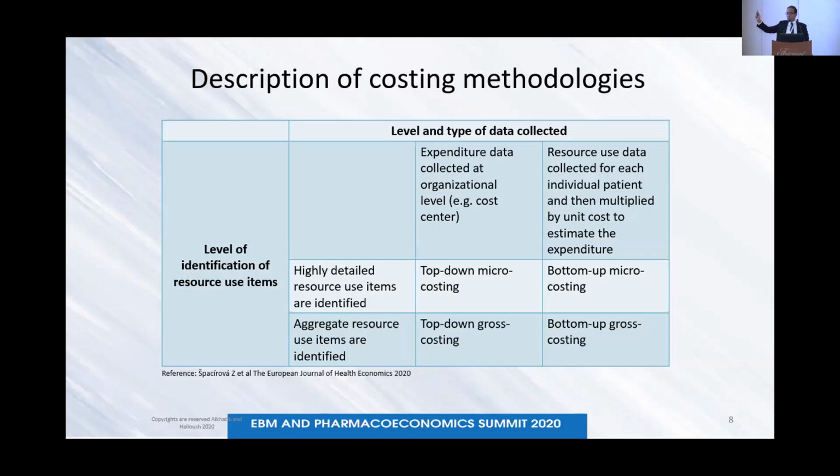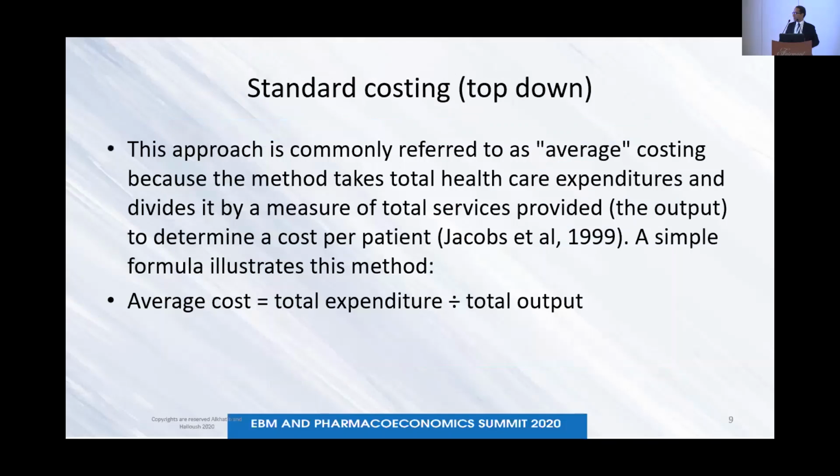So bottom-up is the opposite: you start from the patient level and you go up. Micro costing is very detailed, while gross costing is aggregated, a semi-aggregated one. The data you need for top-down is usually retrospective data. But for bottom-up, you have to create a sample of patients and ask them how much each item in their service costs.